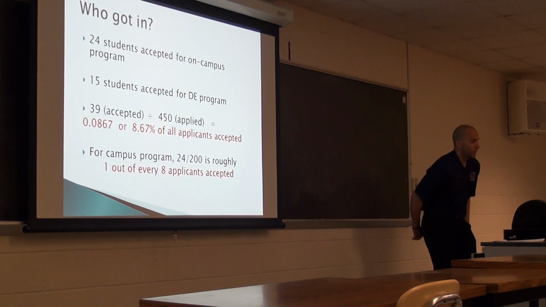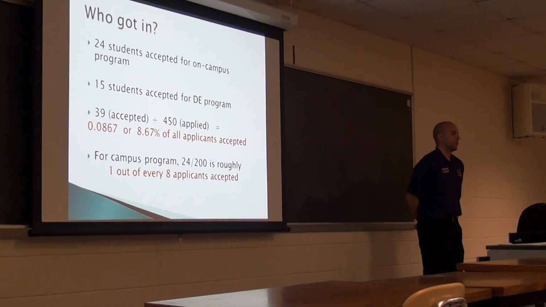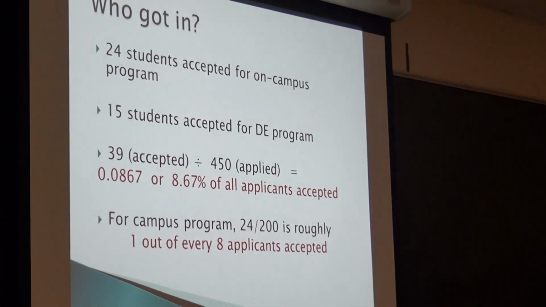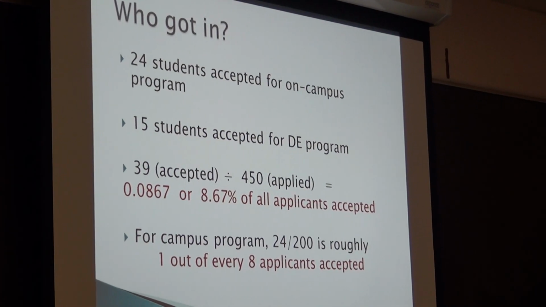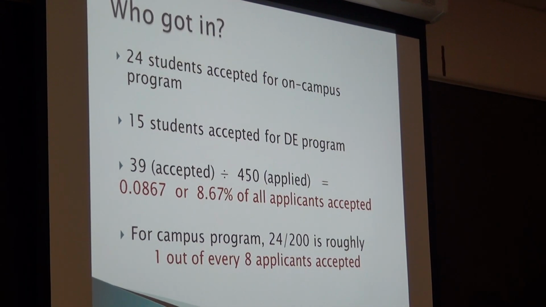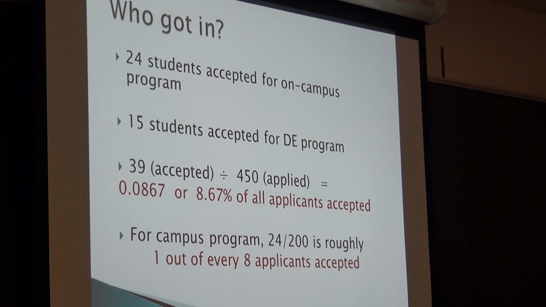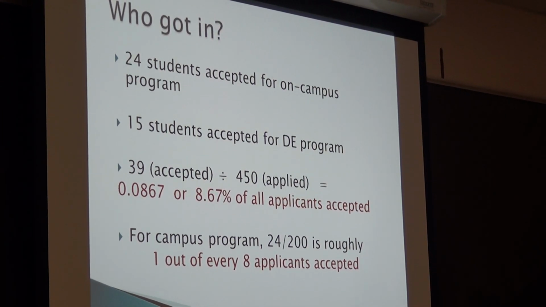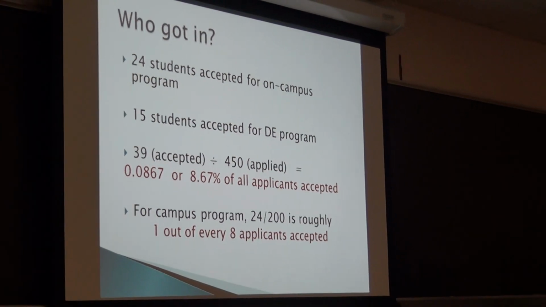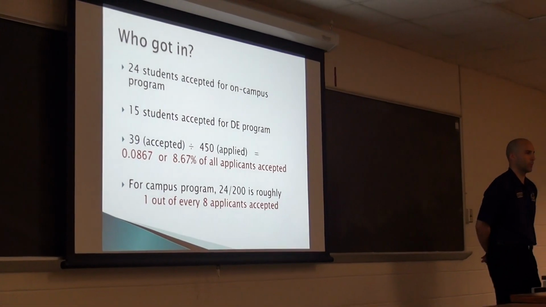Okay, so who got in? 24 students were accepted into our on-campus program. There were 15 that were accepted for the DE program. So if we look at 39 total students accepted out of about 450 who applied, that means just under 9% of applicants are accepted to the program. So that's pretty darn competitive.